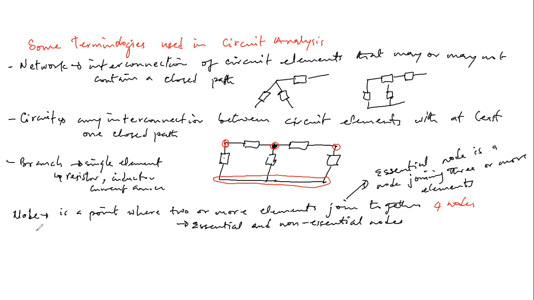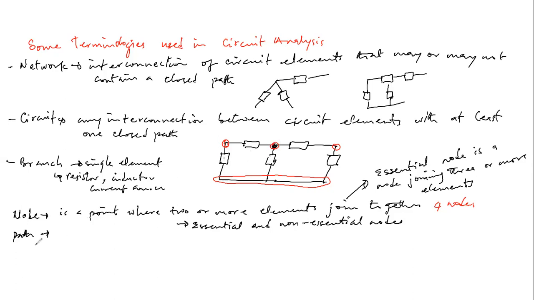Then we have a path. A path is when no node is encountered more than once. So when we are tracing, we don't encounter a node more than once. We already have identified 1, 2, 3, 4. So if we want to trace a path, this is a path. No node is encountered more than once here. So we have three major paths here. But should we attempt to go this way, we get to meet this node more than once, and that's not a path.